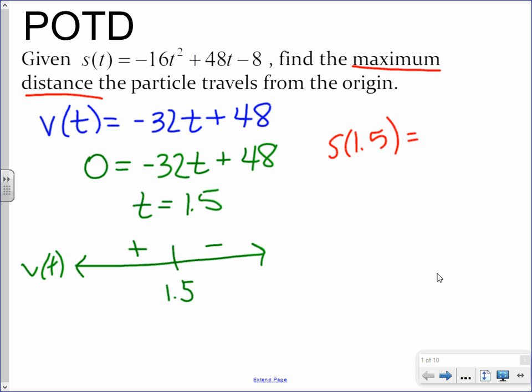Oh, so you plug it back. So when you plug it back in, what do you get? 28. I have a 28, I have a 38. 28?